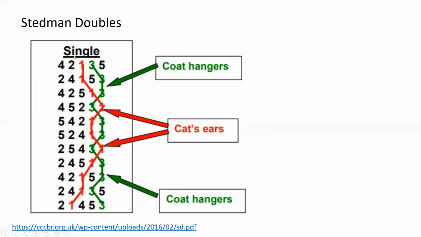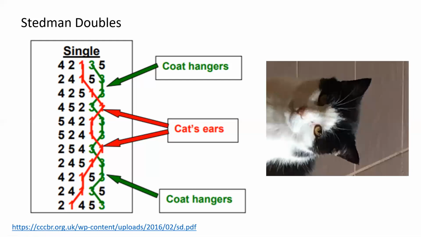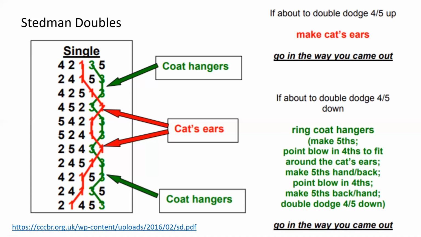So the bell that's come off the front comes up to point fifths, makes fourths at the single, point fifths again, and then back in, going back in the same way it came out. And that's why they're called cat's ears. Just to look at the detail then, and review this, key thing, go in the same way as you came out, whichever one of these two you're doing, and just see how these fit together.